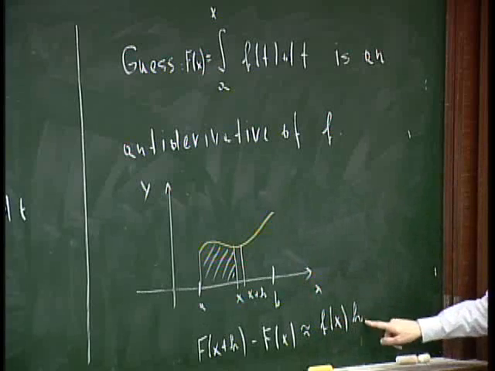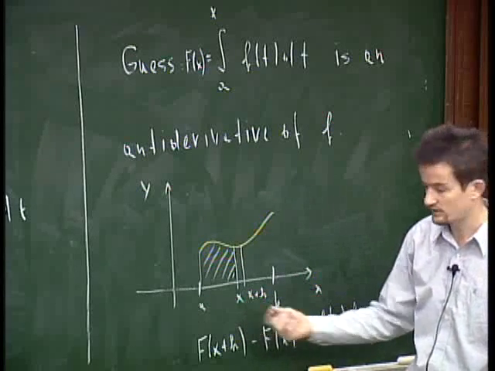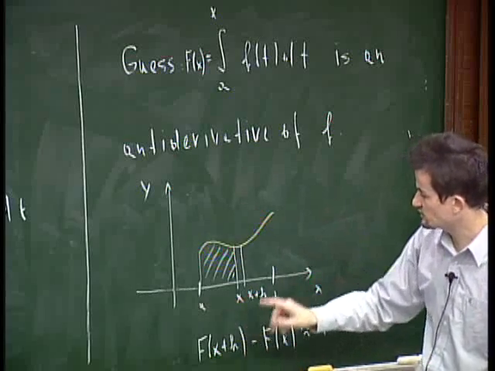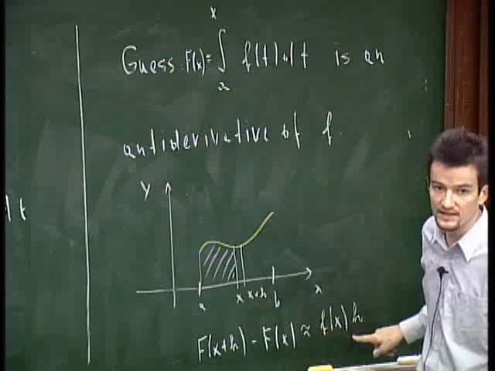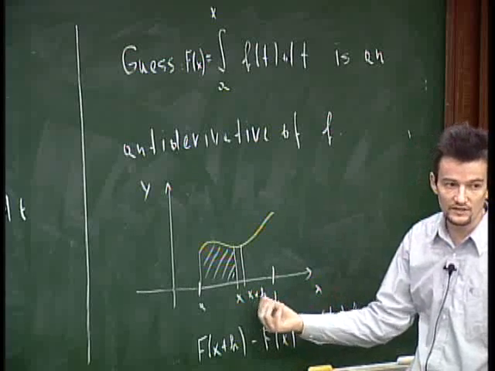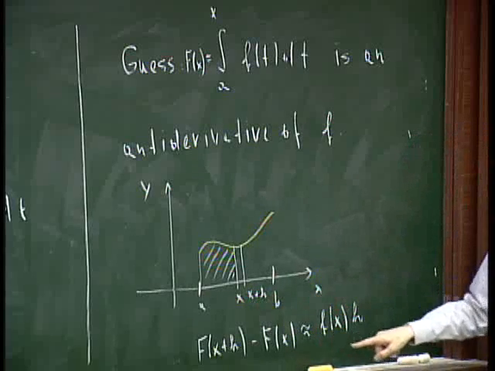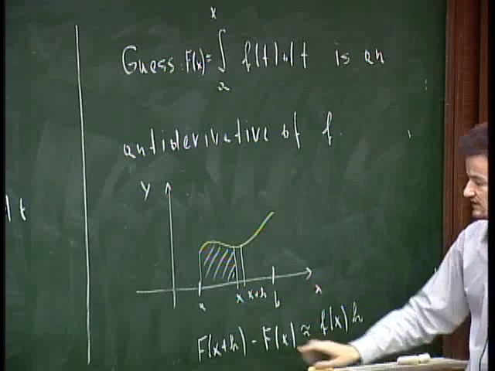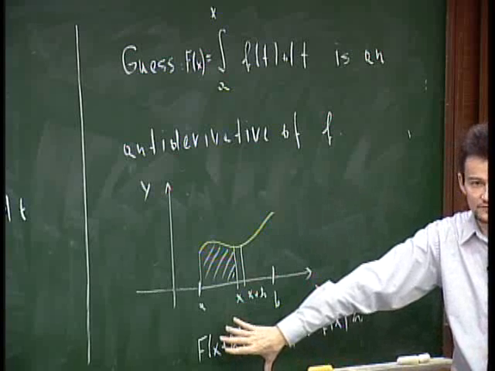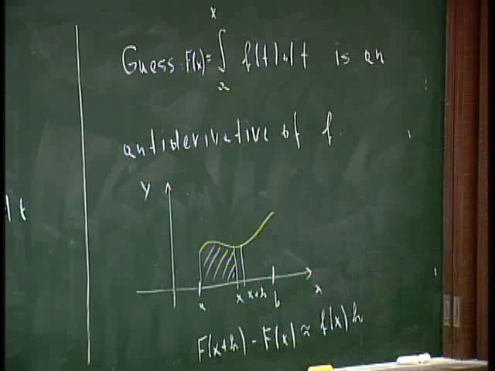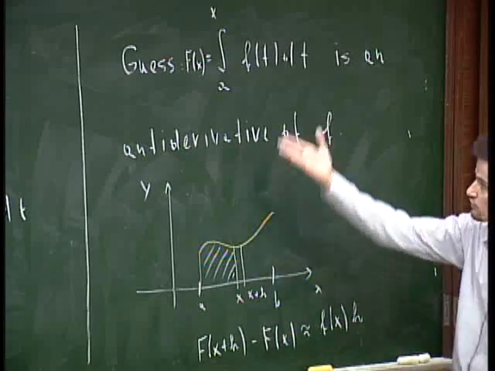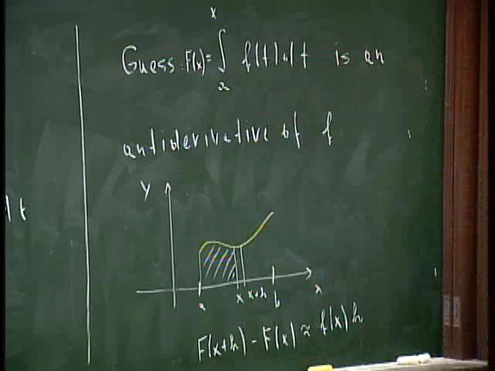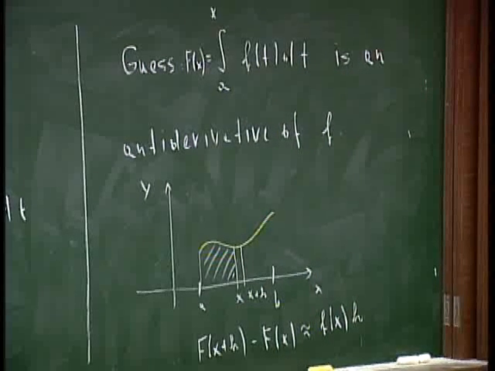And this will be true if h is getting very small. Because this here, f of x times h, of course, you make an error in approximating this area by this area, but as h is getting smaller and smaller, this approximation should become better and better. And if you divide now everything by h, you see that what you get here in the limit is the derivative of F, and it should be equal to f of x. So this also tells you that intuitively the derivative of this function should be equal to f.